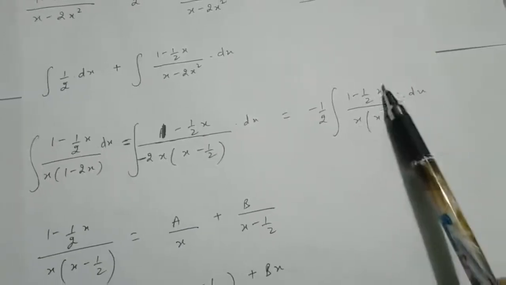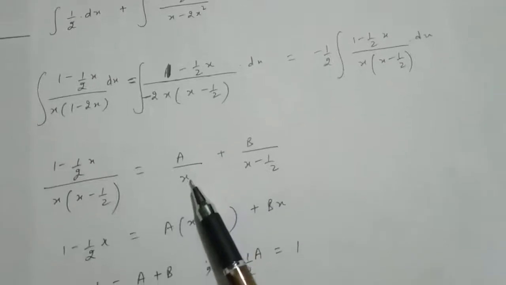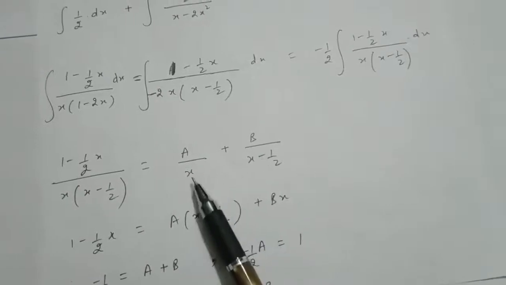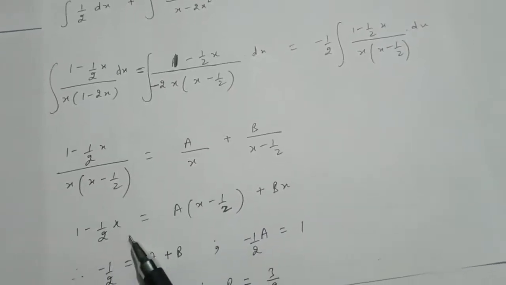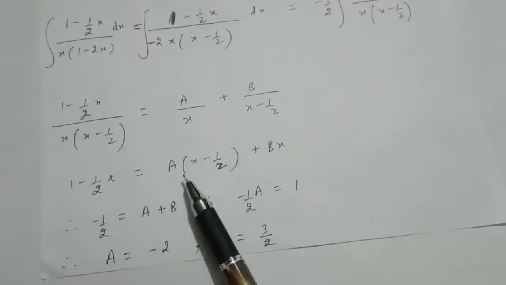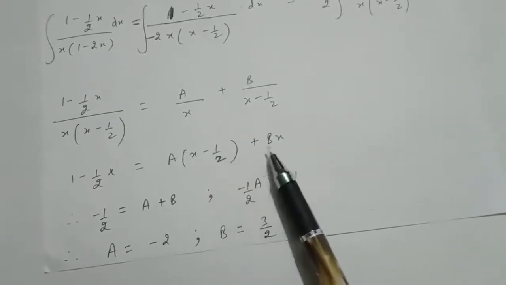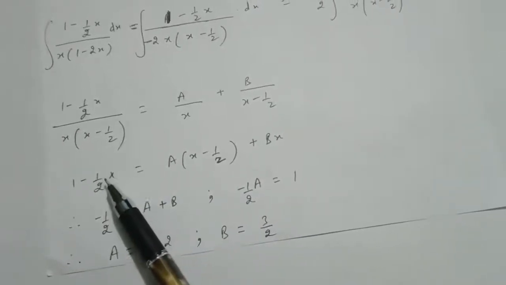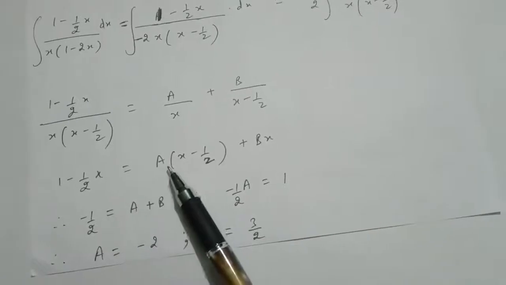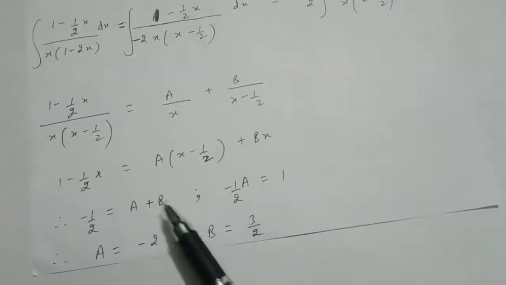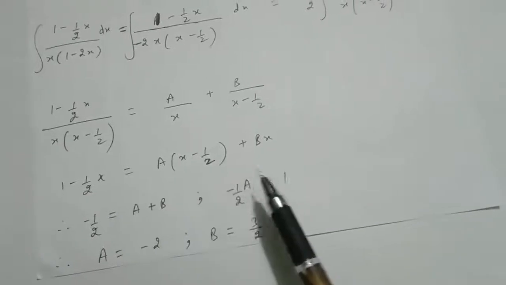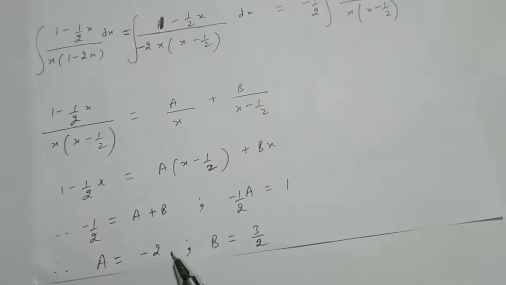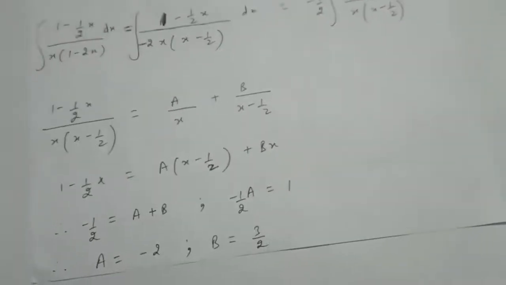Now see, this function can be written as a upon x plus b upon (x minus 1 by 2). Take the LCM, then you will get 1 minus 1 by 2x equal to a into (x minus 1 by 2) plus b into x. Now compare the coefficients. The coefficient of x here is minus 1 by 2 and here it is a plus b, and the constant term here is 1 and here the constant term is minus 1 by 2a. So you will get the value of a as minus 2 and of b as 3 by 2.